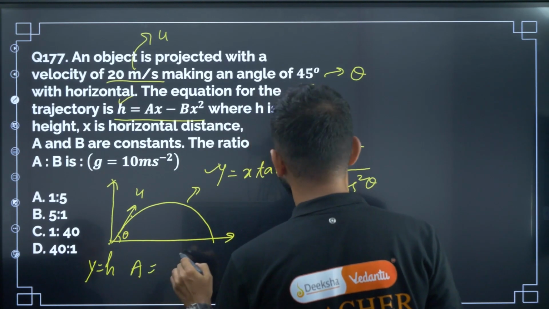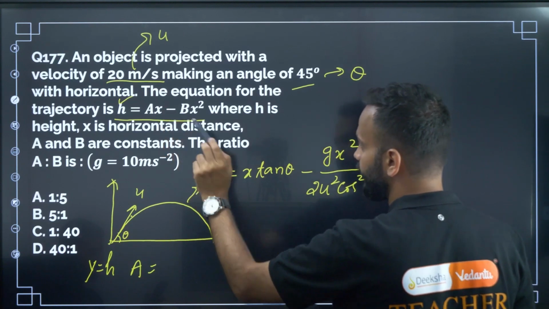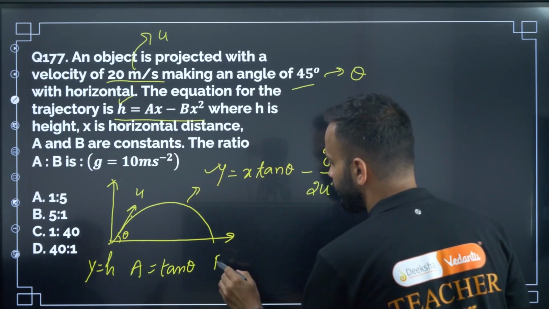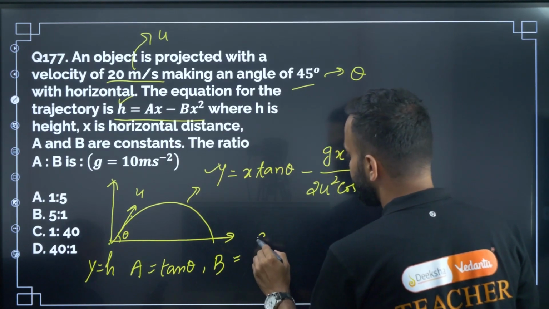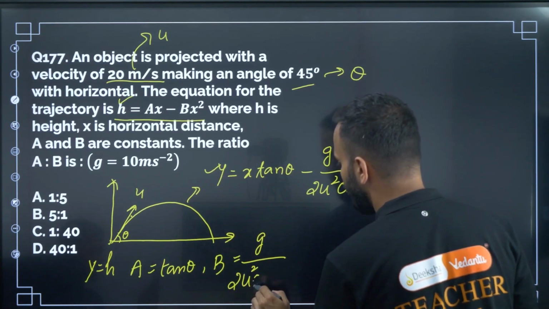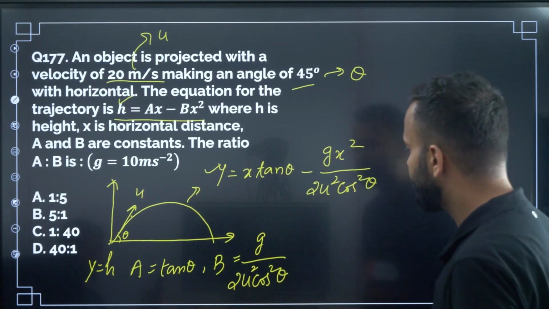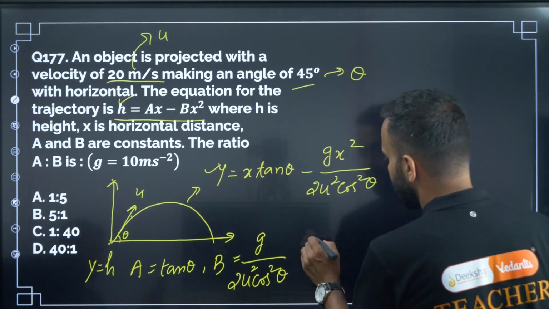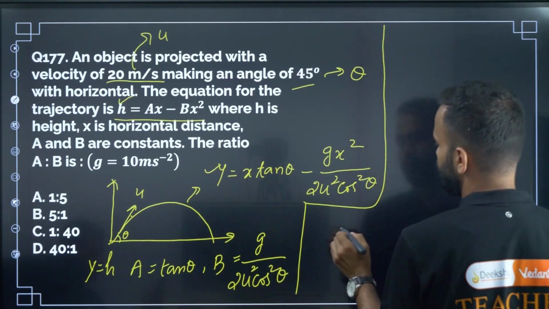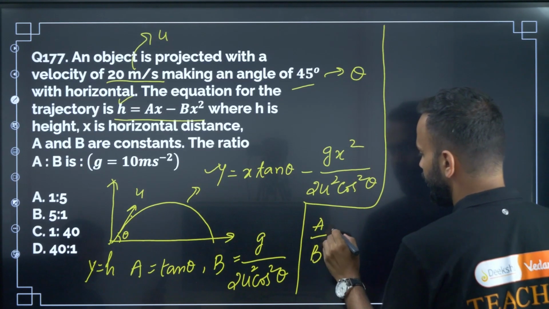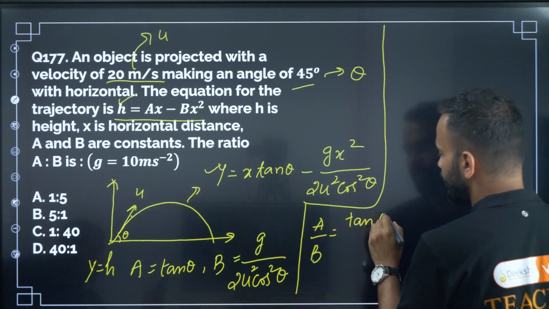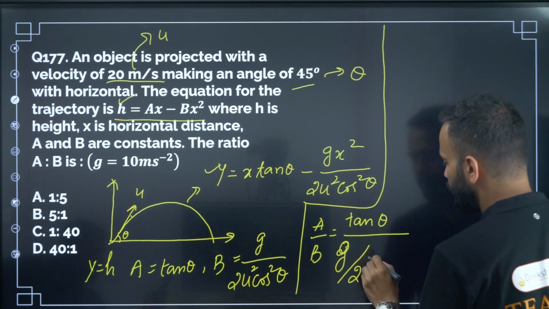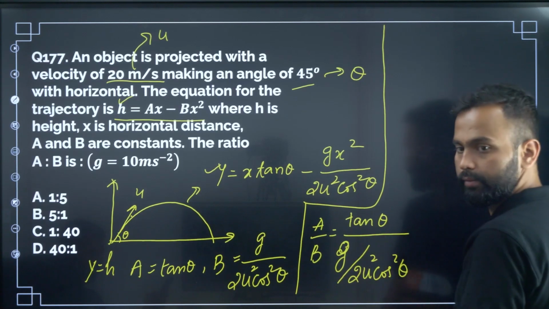What is the value of a here? A is tan theta, right? So what is b? B is g divided by 2u square cos square theta. Okay, that's it. We need to find the ratio of a is to b, right? So a is to b, the ratio, is equal to tan theta divided by g whole divided by 2u square cos square theta, right?